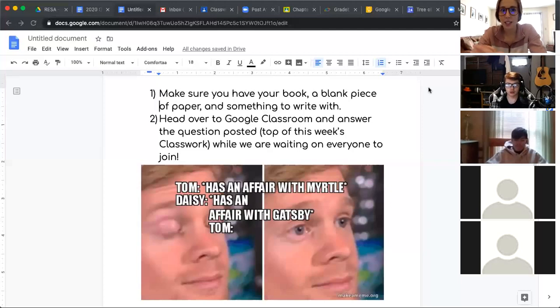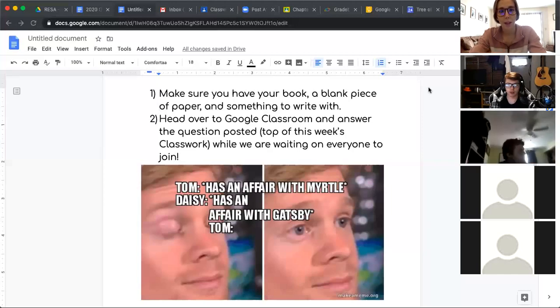You guys made some predictions. A lot of you are saying, I think Tom will retaliate against Gatsby out of revenge. That was a big prediction. Maybe Wilson will retaliate. Daisy just seems to be conflict avoidant at all costs here. So we'll see what happens there.